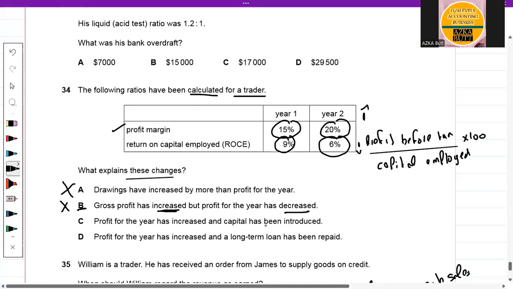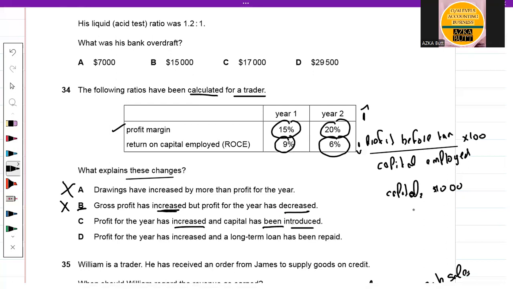Profit for the year has increased and capital has been introduced. So if you see that profit has increased, it is right, and capital has been introduced. So this answer seems to be right. Why? Because for example, if we have capital which is equal to $1,000, let's suppose, and now there is some more capital introduced by the owner, let's suppose $1,000 more.